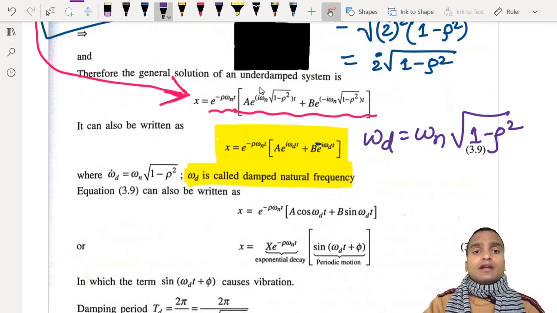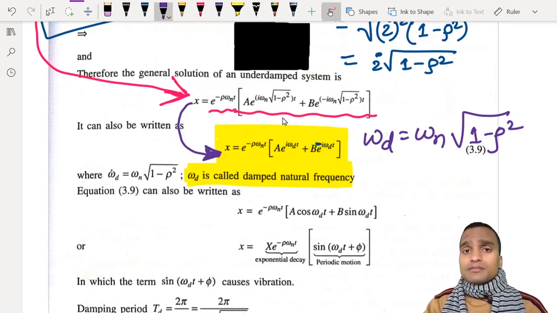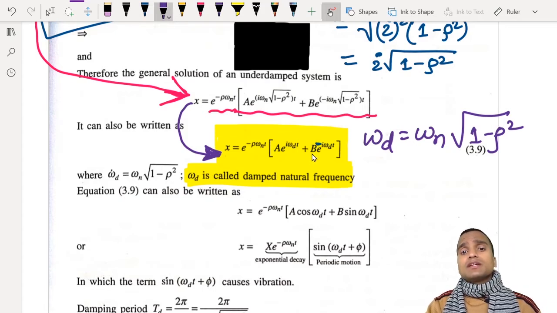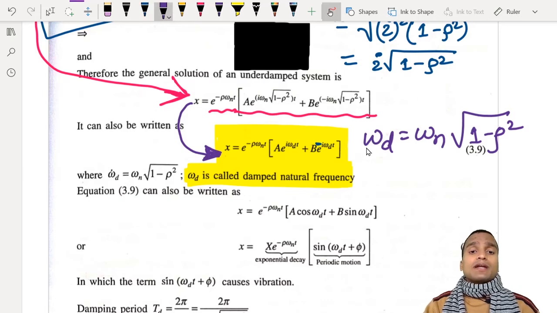Now you can see we have just changed this equation of motion by using this omega d, and it is changed to a very simple form, isn't it? x is equal to e to the power minus rho omega n t multiplied by a e to the power iota omega d t, that's all, plus b into e to the power minus iota omega d t, that's all, where omega d is equal to omega n into root under 1 minus rho square.